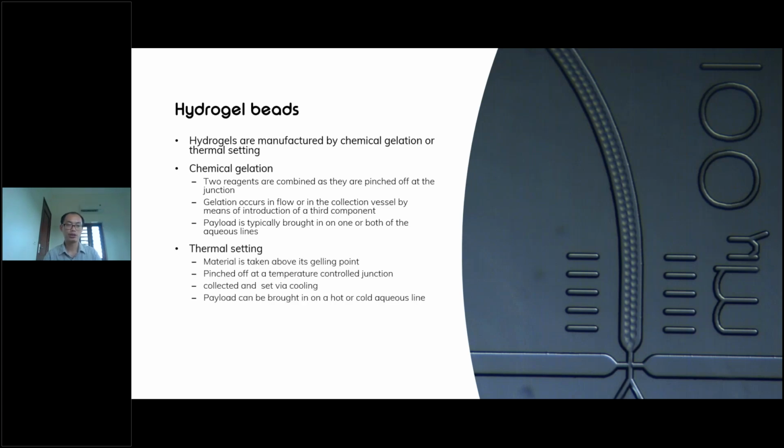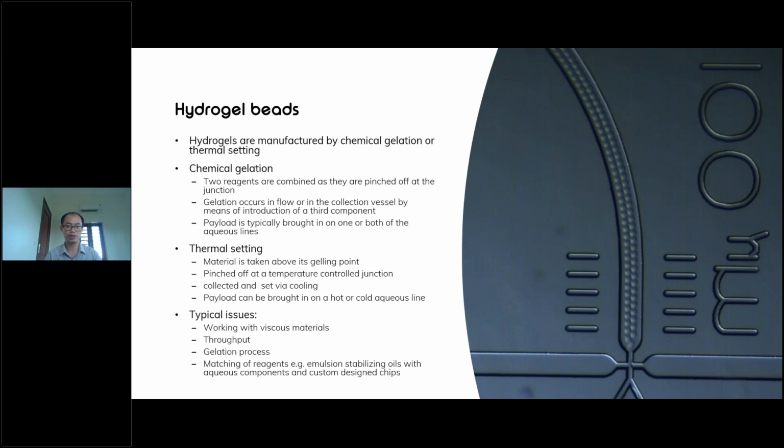For thermosetting, the material is taken above its gelling point to melt or lower the viscosity of the material, and after that it's pinched off at the temperature-controlled junction, and it will be collected and go through a cooling process. In this case, the payloads can be brought in on a hot or cold aqueous side. So the typical issues can be encountered in this process from working with viscous material.